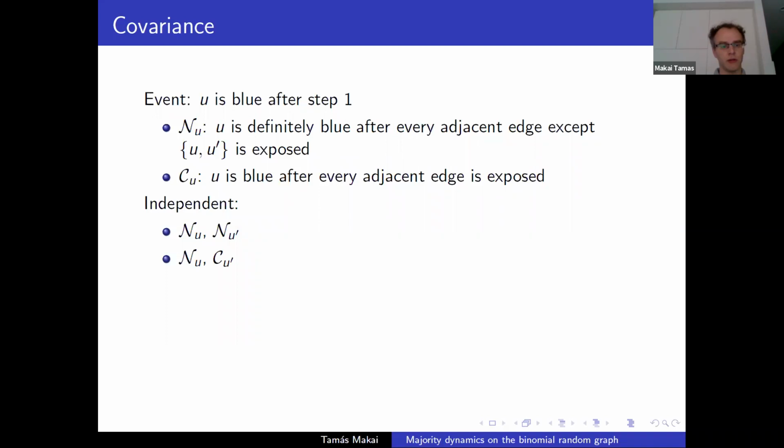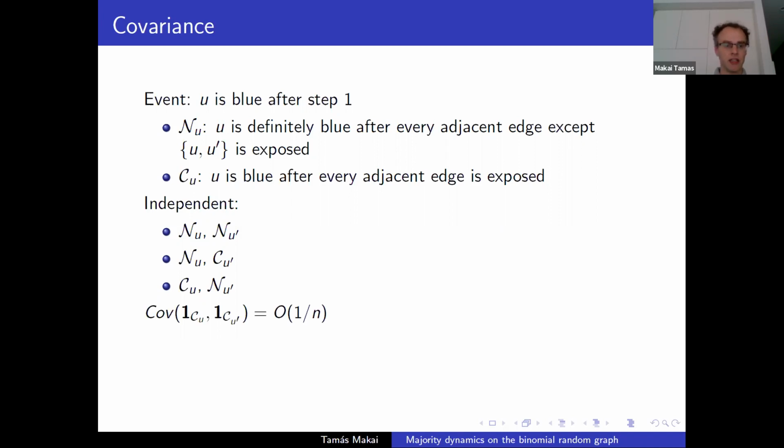Okay, so what about N_u and C_u prime? Well, for N_u, we have to expose the edges adjacent to u, except the u prime edge. For C_u prime, we need to expose the edges adjacent to u prime, this time including the u prime edge. But we're only exposing each edge once still, so these two events are independent, and by symmetry, so is the event C_u and N_u prime.